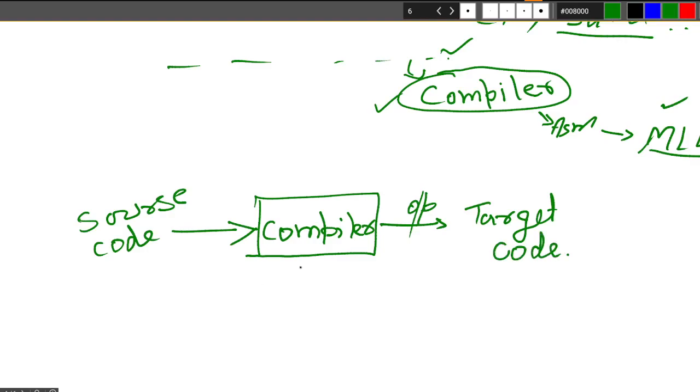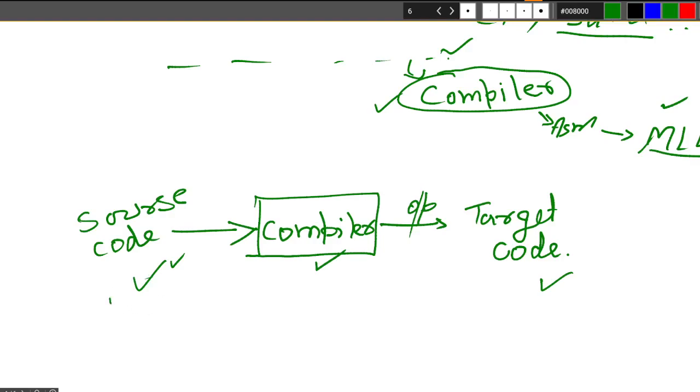Okay, so a compiler will take an input as a source code and convert it to another language. Maybe you can call it target code. So basically the compiler's job is to convert your program from one language to another language. The working of your program will remain same. Whatever your source code was doing, your target code will also do the same equivalent work. The program is equivalent, only the language is changing.